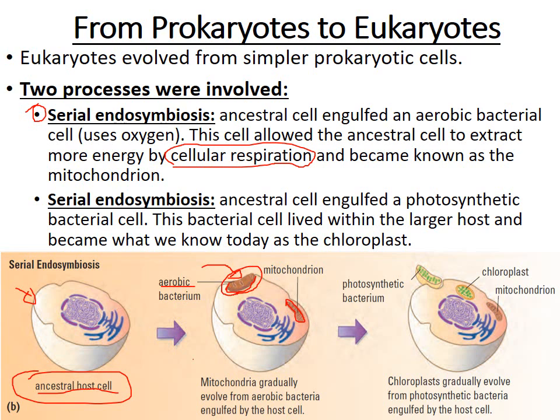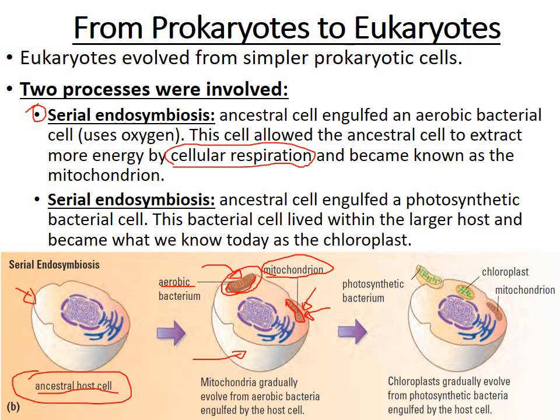for the ancestral host cell, because now it had an organism in it that was breaking down molecules to give it more energy. So it was getting more energy. And also this bacterial cell, well, it now had the advantage that it was protected in this ancestral host cell. So eventually over time, they just stayed together and worked together, and over time these bacterial cells became our mitochondrion, or our mitochondria. Our mitochondria are no longer bacteria, but they become part of one cell itself.